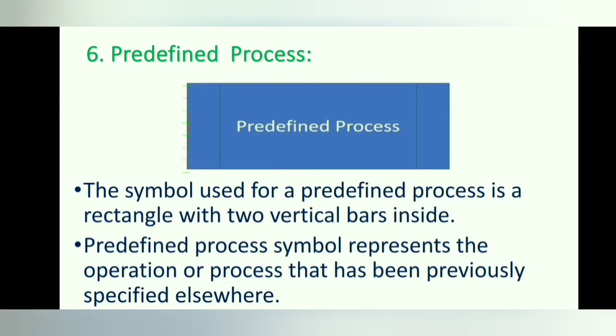Predefined process. The symbol used for a predefined process is a rectangle with two vertical bars inside. Predefined process symbol represents the operation or process that has been previously specified elsewhere. In other words, each time we see a predefined process symbol, look for another flowchart with the predefined process name.